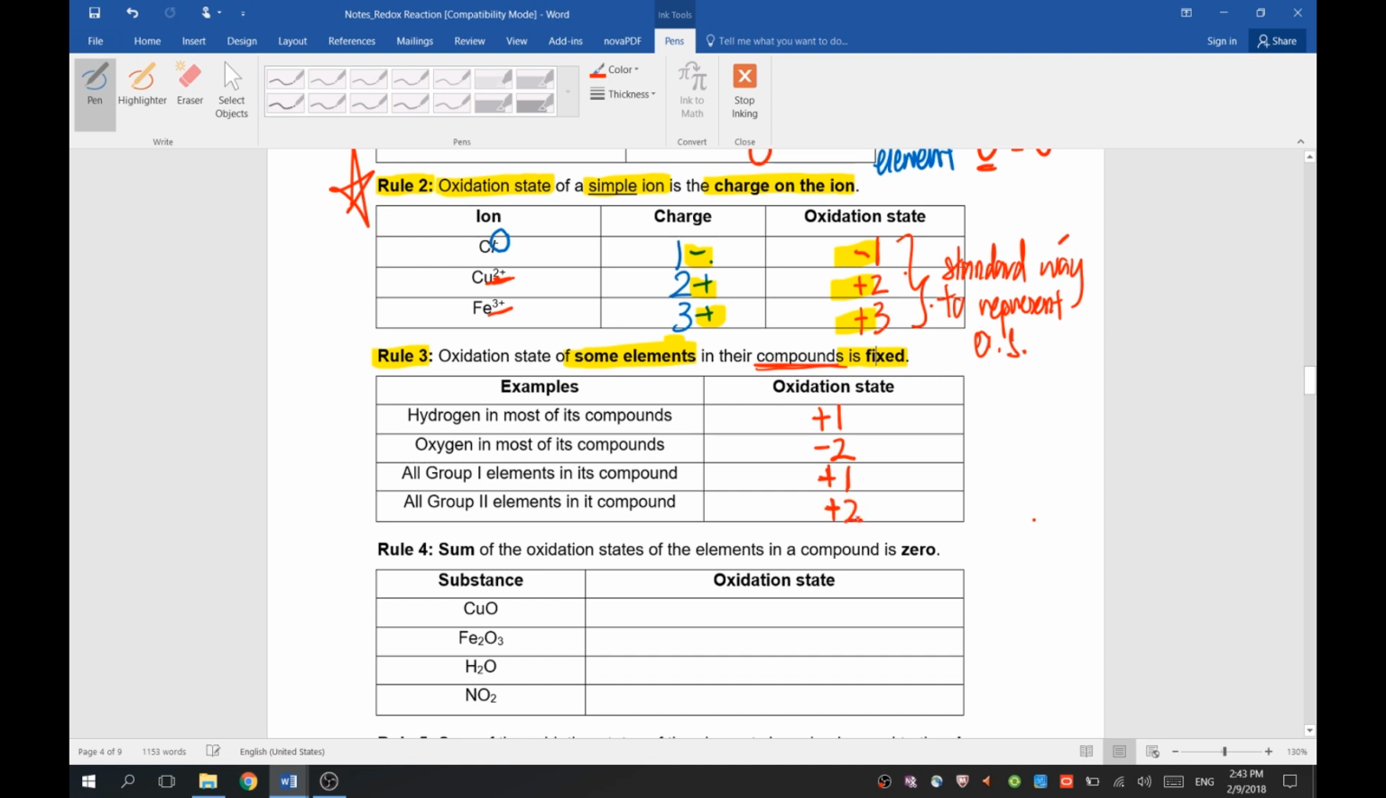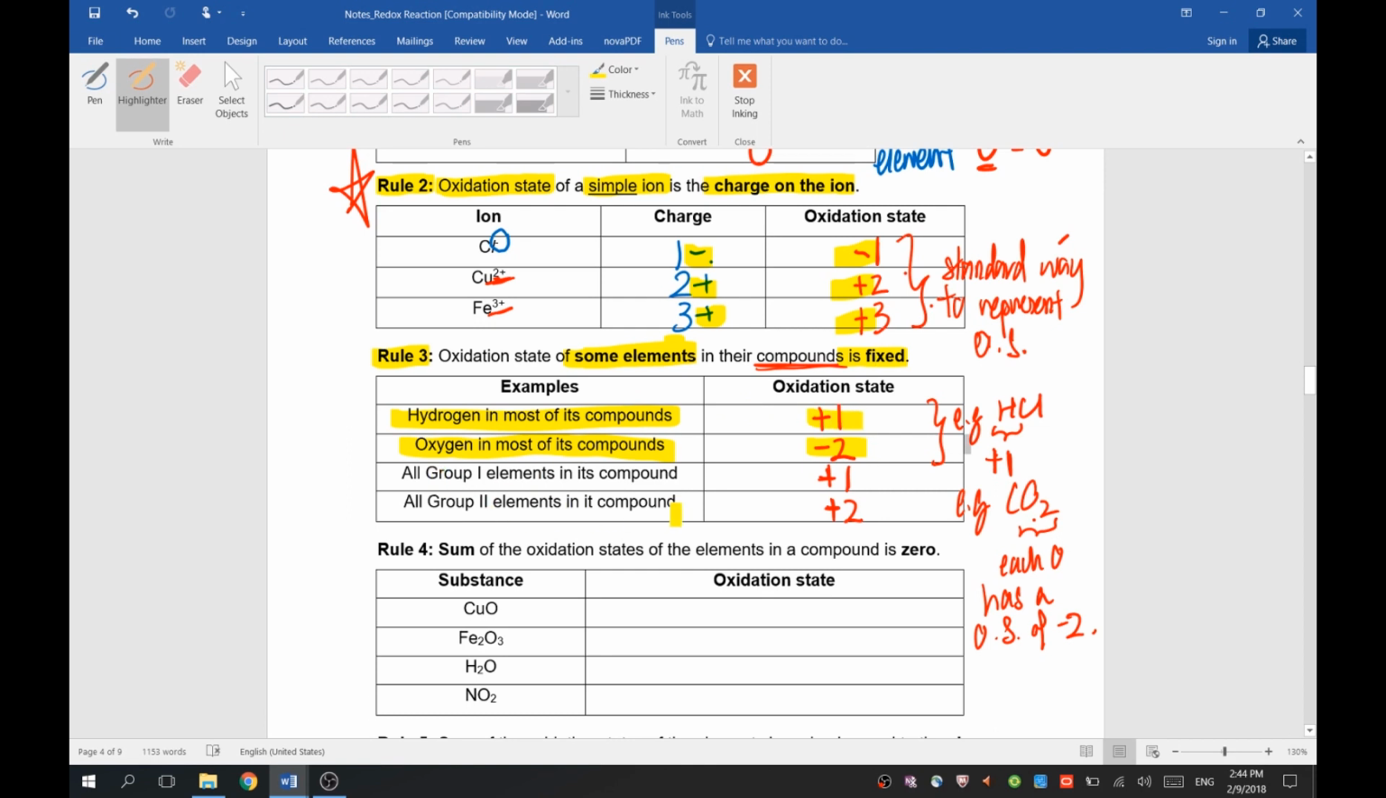Let's take a while to think about why this is the case. For instance, if you look at HCl, there's a hydrogen, and because of rule 3, most hydrogen in compounds is +1. So this hydrogen will have an oxidation state of +1. This rule tells you that most hydrogen inside compounds will be +1. Likewise, if you take a look at CO2, each of the oxygen atoms will have an oxidation state of -2. So oxygen in most compounds is -2, and hydrogen in most compounds is +1.